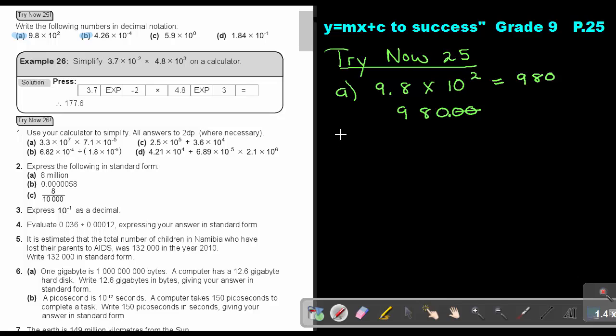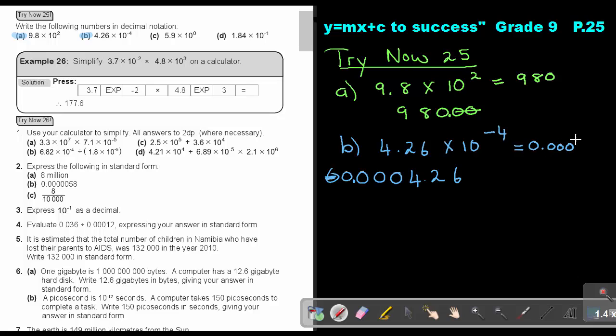Okay, let's do number B. This is 4.26 times 10 to the power of negative 4. So 4, 2, 6. Now put the zeros in front. Again, it doesn't matter, put 5. The point is standing there, and I must move it 4 places to the front. So 1, 2, 3, 4. Actually, this answer is going to be 0.000426. That's going to be in decimal notation.